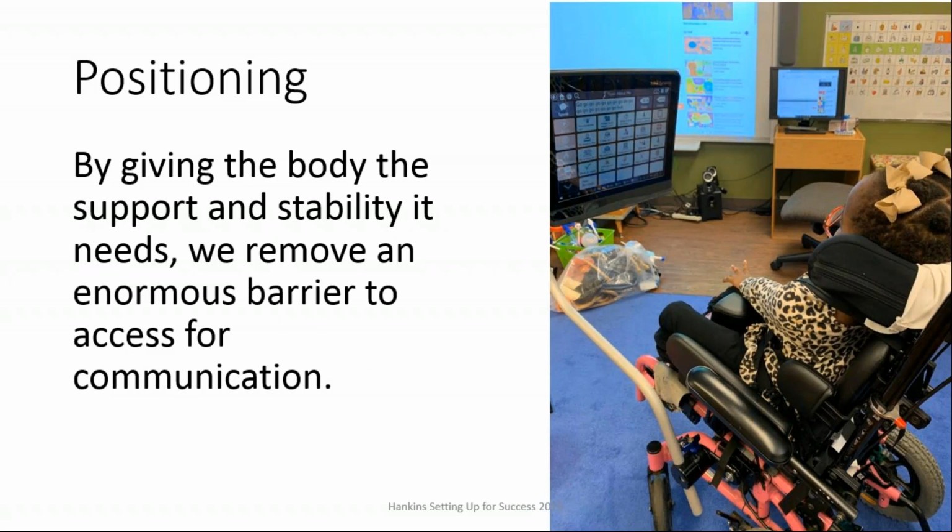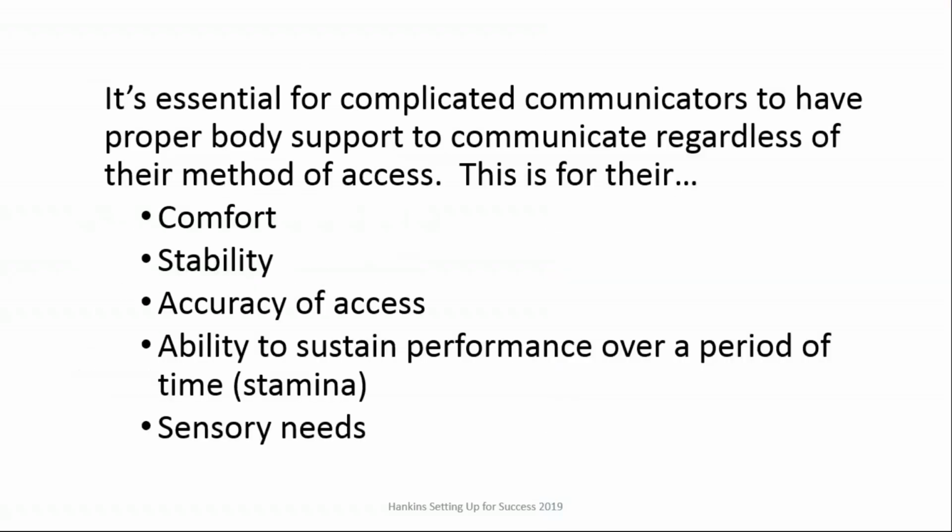So you see my friend Ava over here in her seat. She's sitting at a 90 degree angle. Her feet are supported. Her chest is supported with this chest strap. She doesn't have her tray on, but we can't have everything in this world. And her head is all supported for her eye gaze system. So it's essential for our complex communicators to have that proper body support.